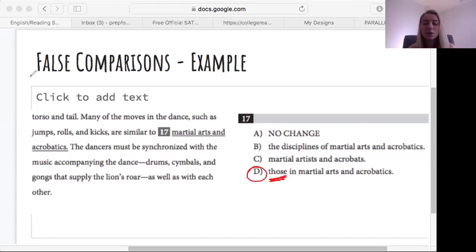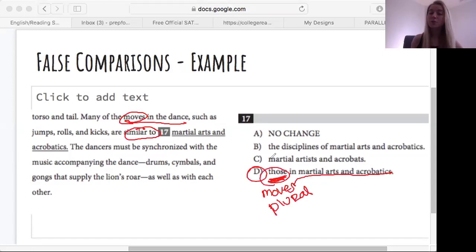So notice this keyword, those, replaces comparison items. So let me see, am I comparing anything? Well, yes, I have a keyword, similar to. Similar shows a comparison. So I'm saying many of the moves in dance, such as jumps, rolls, and kicks, are similar to... Now I'm looking to compare something. So I'm comparing the moves in dance to the moves in martial arts and acrobats. That's so important to recognize, that we're comparing the moves to the moves, because the moves are plural. So if the moves are plural, remember we could substitute those in for the moves.